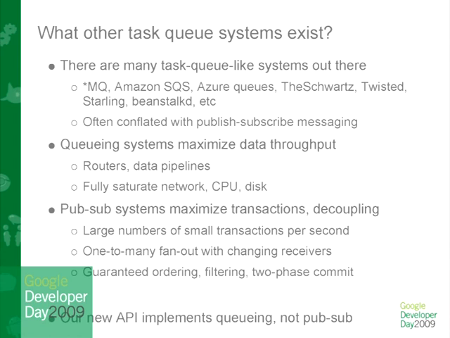Now, people often confuse messaging and queuing. PubSub messaging and queuing. They think they're the same thing. But they're not the same thing. Queuing systems maximize data throughput. Routers and data pipelines, that's queuing. And queuing fully saturates the network, fully uses CPU, fully uses disk. That's what queuing is for, maximum utilization. Whereas messaging has other goals, like maximizing transactions or maximizing the decoupling of your components.